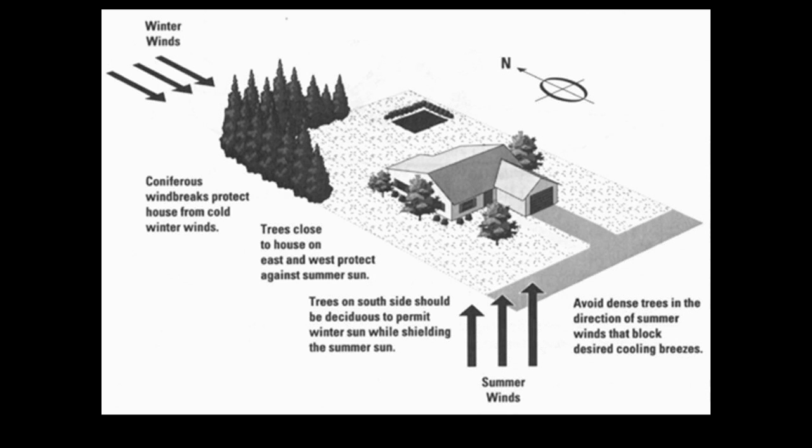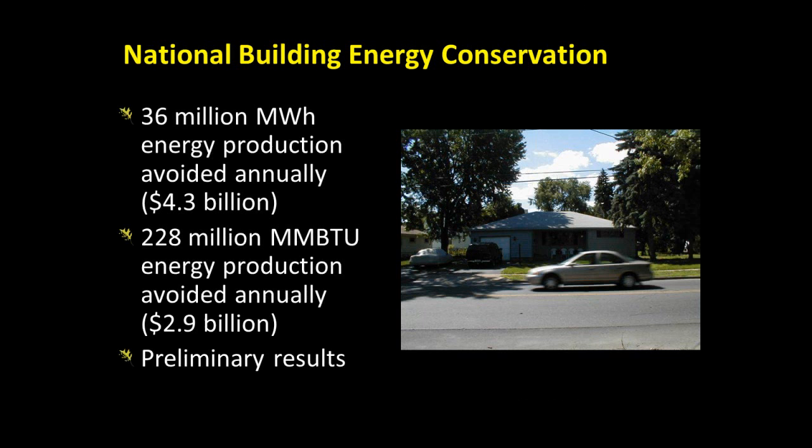And if we then reduce energy use in cities, we reduce emissions from power plants. Nationally in the United States, that same forest, we estimate about 36 million megawatts of energy avoided, worth about $4.3 billion from electrical energy use by trees in our country, and about 228 million MBTUs of energy production, about $2.8 billion from winter energy savings. And this feeds back again into emissions. Not only are you saving money for the homeowners, you're avoiding emissions from the power plant.